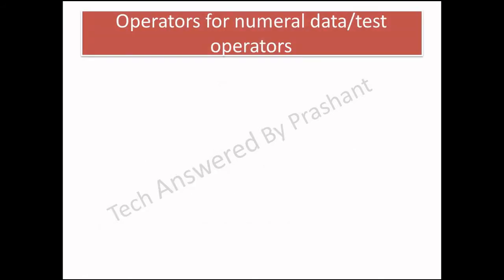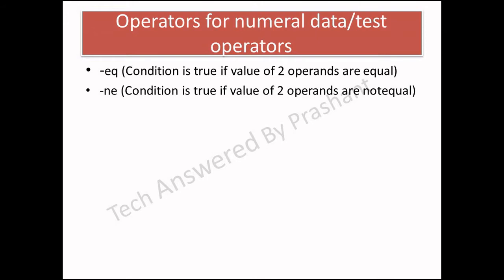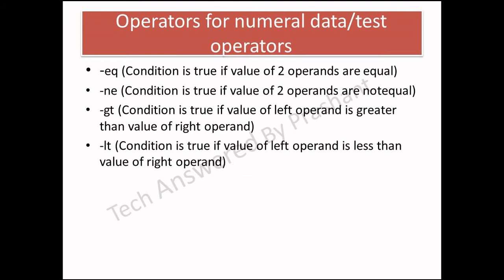Next is operators for numerical data operations. If we have to compare two values, say 10 and 20, we will use -eq. So if $number1 -eq $number2, this condition will become true if the values of the two operands are equal. -ne: the condition is true if the values of the two operands are not equal. -gt for greater than: this condition will be true if the value of the left operand is greater than the value of the right operand.